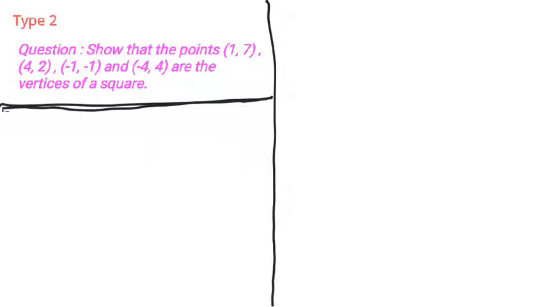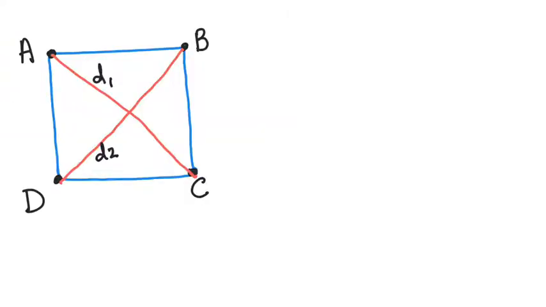Our next question is type 2, that is, show that the points (1, 7), (4, 2), (-1, -1) and (-4, 4) are the vertices of a square. Before we begin solving this question, let us have a look at some of the properties that should be met before we can say that these four are the vertices of a square. So you can see a square here with the vertices A, B, C and D and two diagonals of the square drawn as D1 and D2.